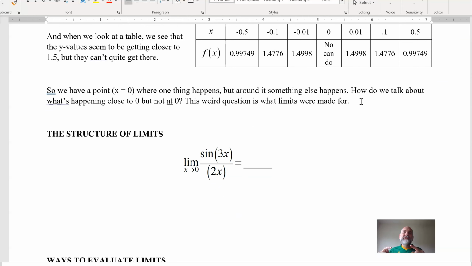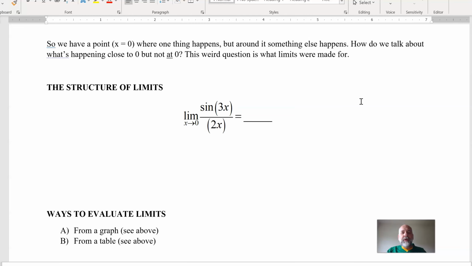It's to deal with these situations where at a certain value, something is happening, but close to a certain value, it could be different. And we want to ask about close to the value instead of at the value. At the value, we can just plug the number in, but close to the value, we need a way to ask that question. And that's what limits do.